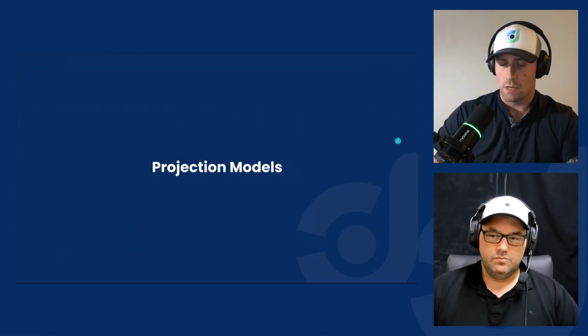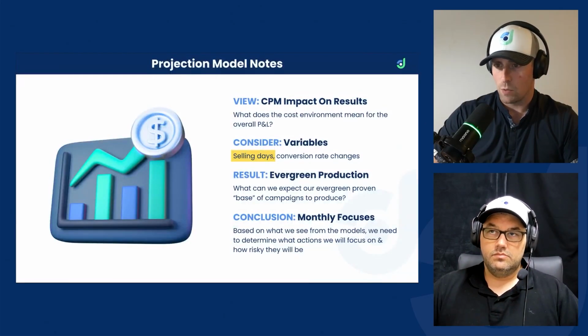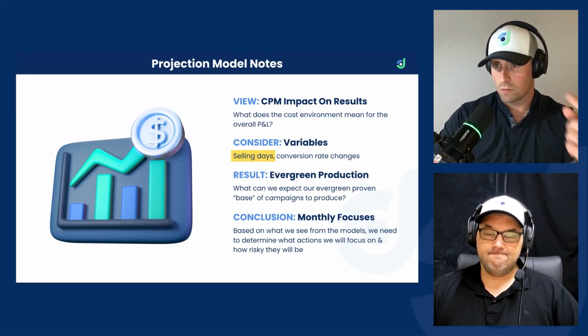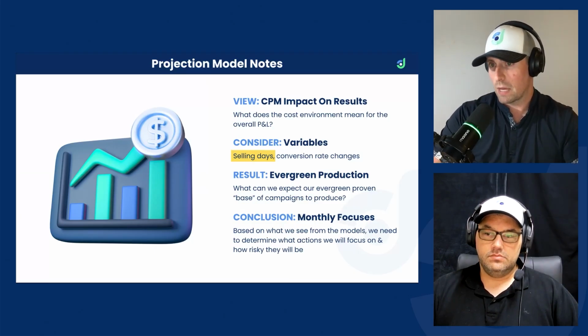All right, so my turn now to talk about the projection models, what we could potentially see with the P&L. My goal when doing projections is first to view what the CPM impact on the results is going to be. So what does this cost environment mean for our overall P&L? A couple of variables that we consider. Number one is the number of selling days. November has one fewer selling day than October. So if we're trying to match the performance of last month, we have to take into account that we have one fewer selling day. And the second thing is, do you have historical data that shows a difference in conversion rate changes? That may be something negative or positive, but it's important to factor that in when you're building projections to understand what's actually going to happen.